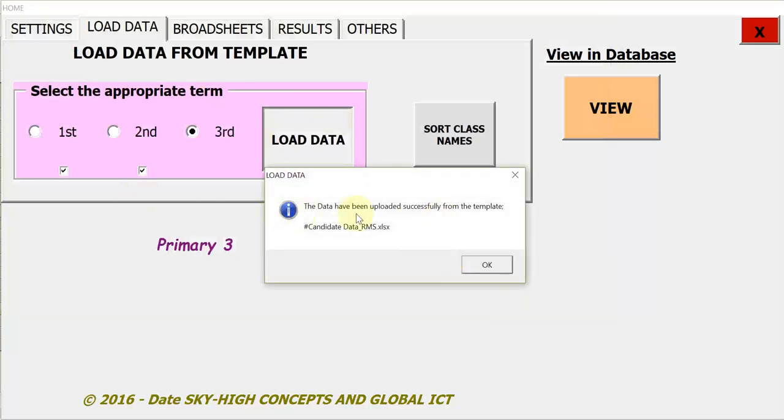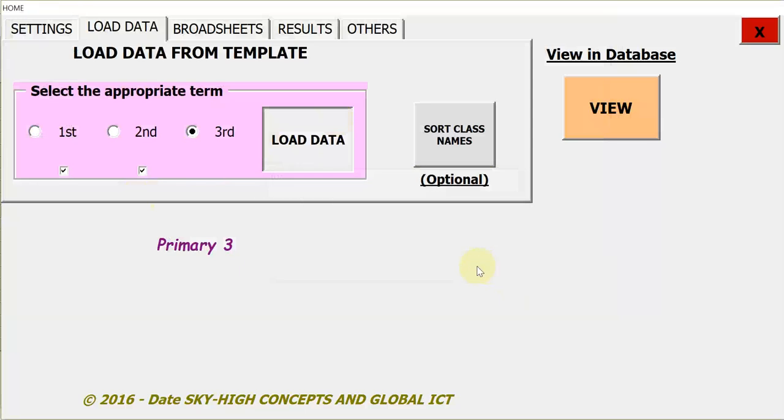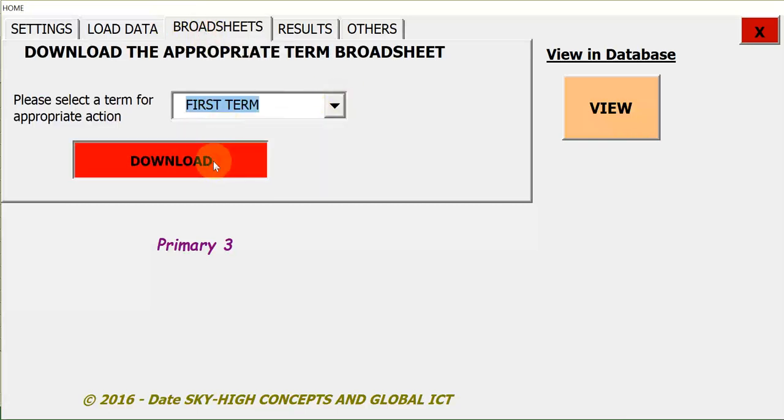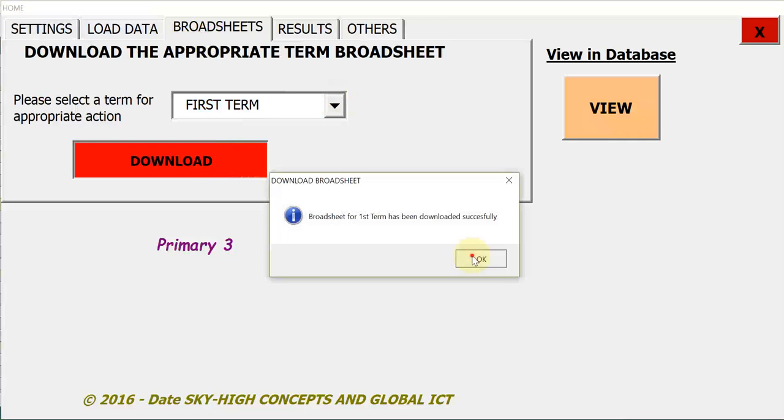The data have been uploaded successfully to the template like it did earlier. And if you notice, initially when I loaded the software, this page was empty, but because I am working with primary 3, it pops up and tells me I'm now working in primary 3. If I'm loading from another class, named primary 2, it tells me the class I am working with at that moment. So now broadsheet can be generated. First time, okay, that's done.